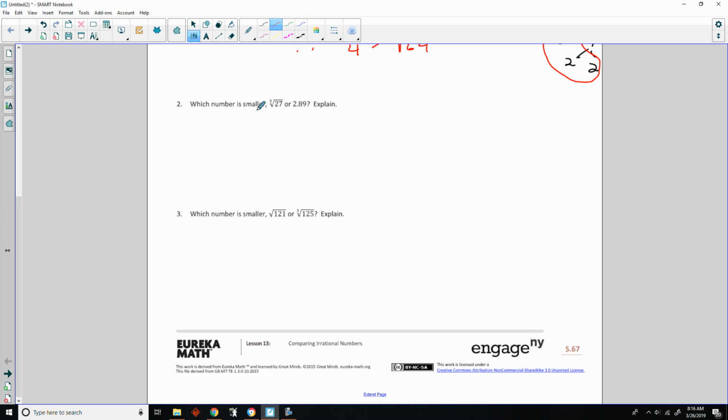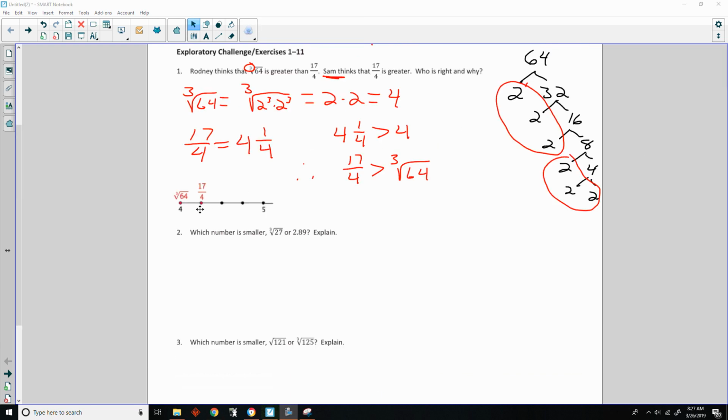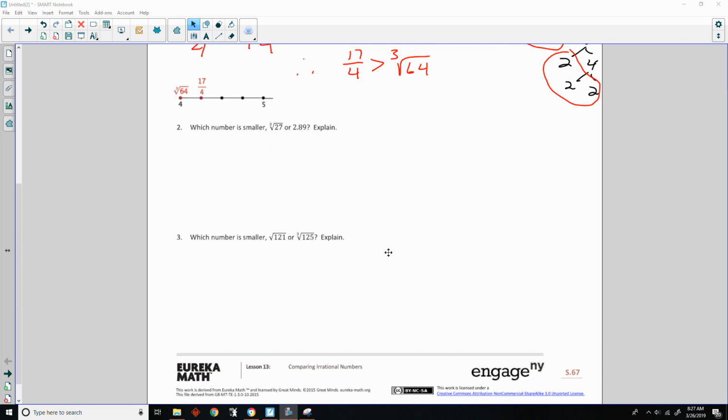All right, number 2, which number is smaller, the cube root of 27 or 2.89? And here's what it would look like on the number line. The cube root of 64 is 4. 17 quarters is to the right of that, making it greater. Number 2, which number is smaller, the cube root of 27 or 2.89?